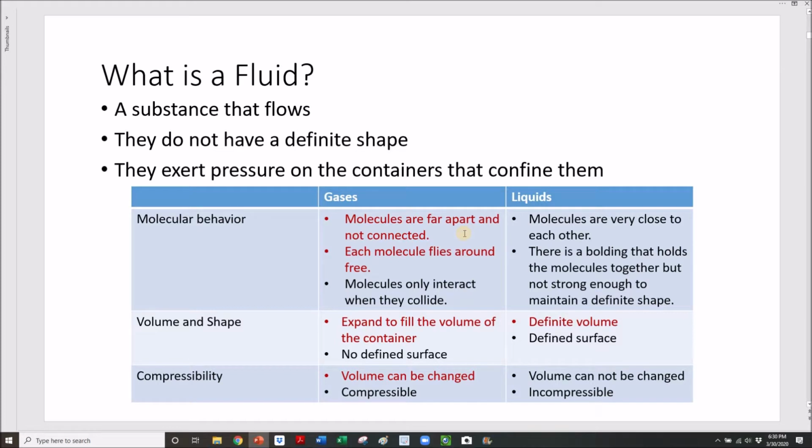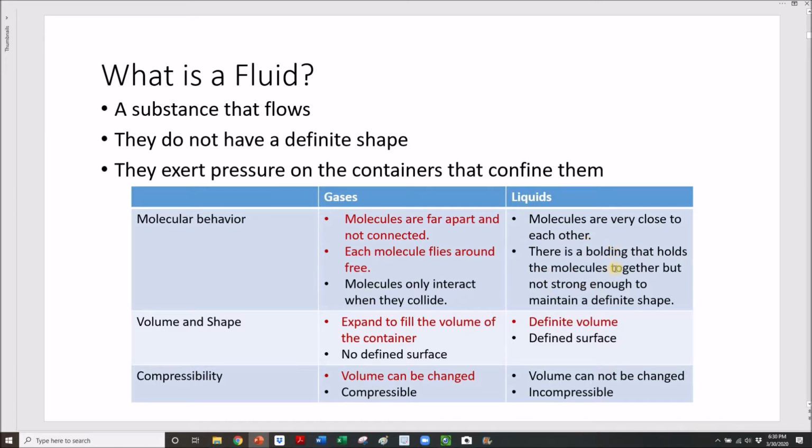Gases are far apart and they're not connected. The molecules fly around free. They can expand to fill any container, and their volume can be changed. So these are unique properties of gases, which we'll talk about later when we get into thermodynamics.